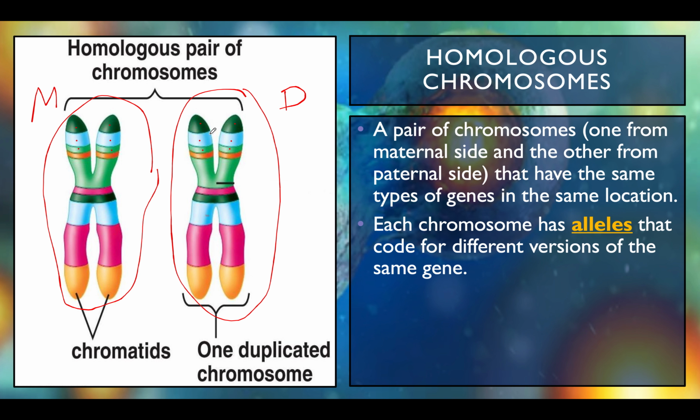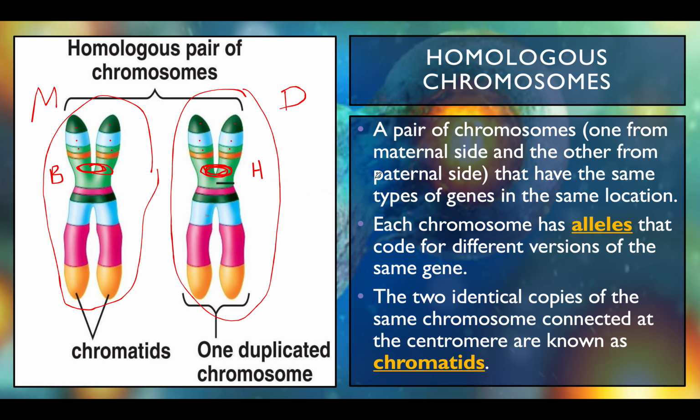Each chromosome has alleles that code for different versions of the same gene. For instance, the allele for eye color, let's say it's this, in your mom could be for brown. Whereas in your dad, the same allele for eye color, the same gene for eye color, could code for something else, like hazel, for example. Okay?